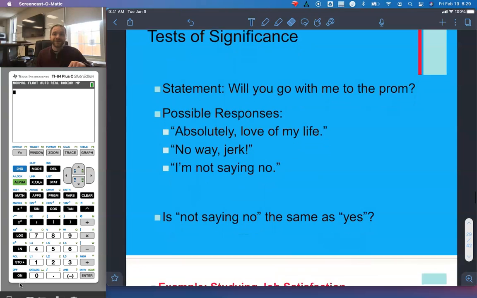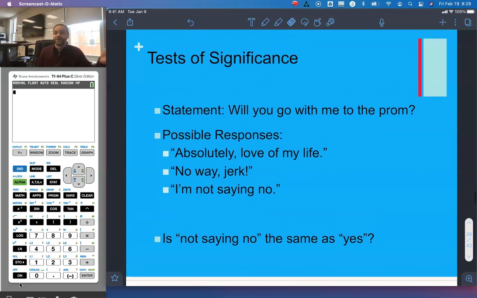Think of it this way. This might relate to something you might be familiar with. Who knows? If you ask someone to prom, there are some possible responses. Oh, absolutely, you're the love of my life. No way, jerk. Or I'm not saying no. So the person who tells you, I'm not saying no, is that the same as them saying yes?